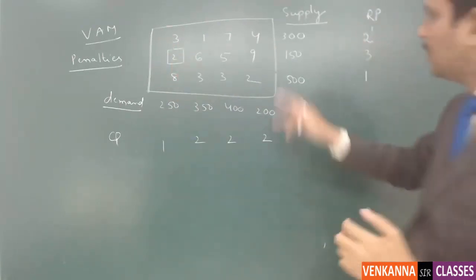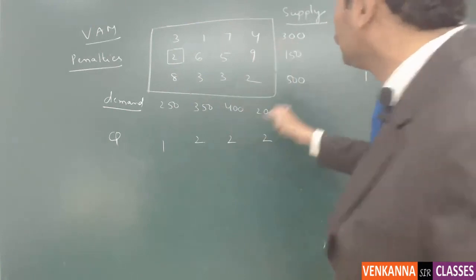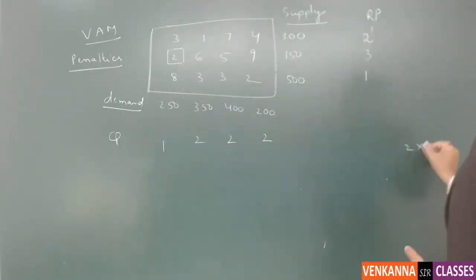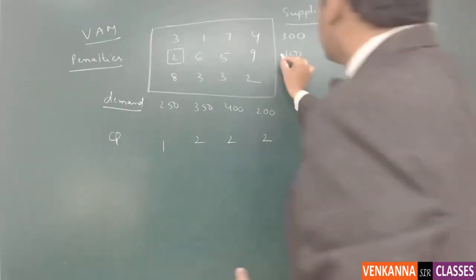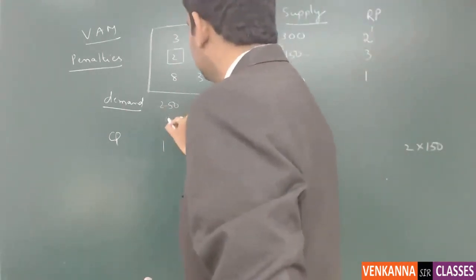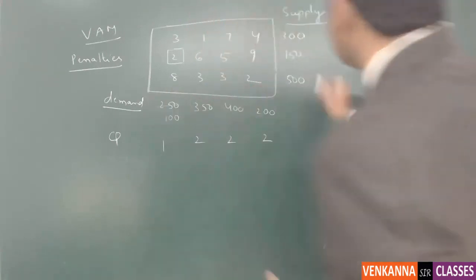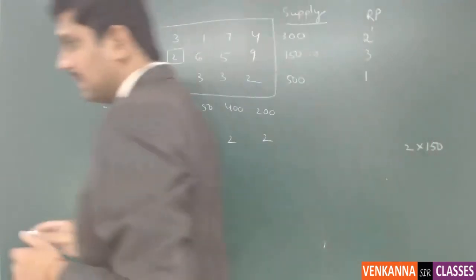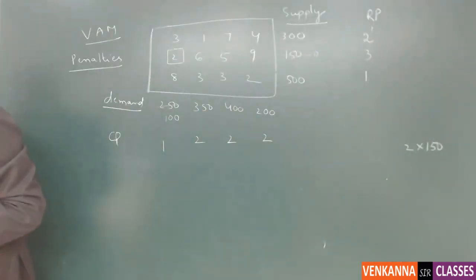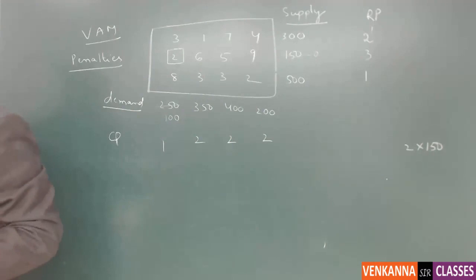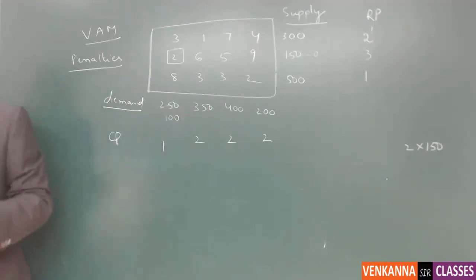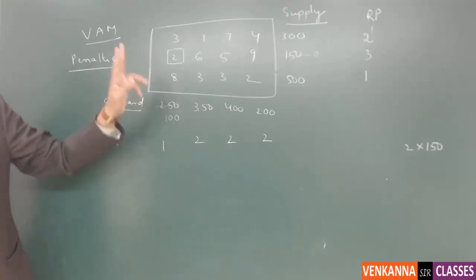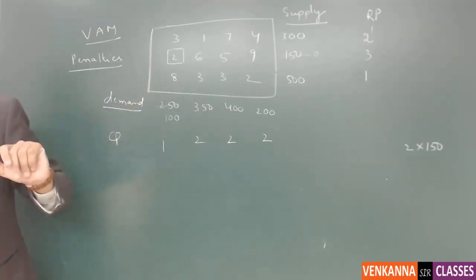Now the procedure is common: take the supply and demand. Here we allocate 150 to 2, and the supply gets struck off; the demand becomes 100. Since the value becomes 0, we eliminate this row. Is it clear to all? Right. So penalty here means the difference between the smallest and second smallest.